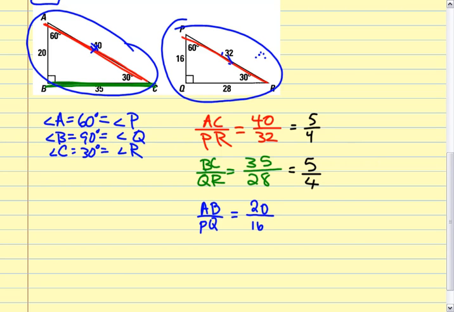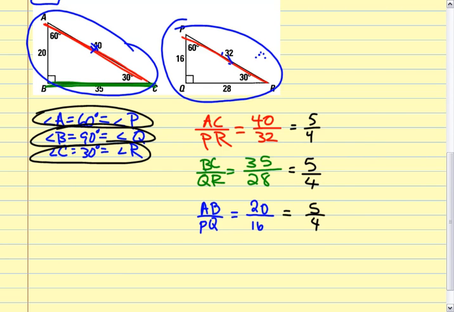But the next one has to reduce to 5/4 also, or it won't work. Catherine, what goes into 20 and 16? How many times does it go into 20? 4 goes into 20 5 times, and 4 goes into 16? Awesome. All the angles are equal, and all of the sides are proportional. Okay? Those two figures are similar.